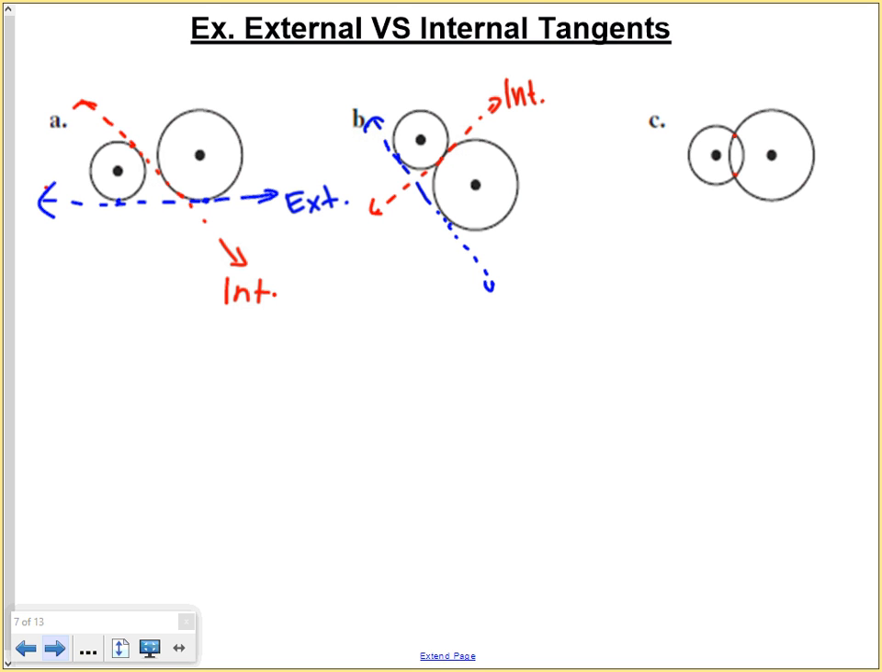Now, letter C would not have an internal tangent. There's no way to draw a line that touches both circles once and goes through the middle. The only way to draw a line that would go through the middle would be if it touches the circle in 2 spots. So this one only has external tangents. Like this would be one example, and this would be a second example, and there's probably more. But that one only has exterior. No interior.